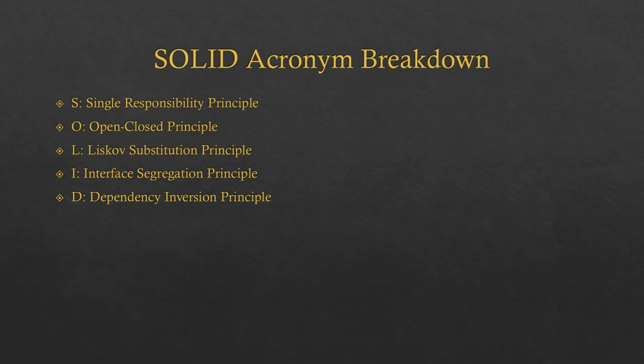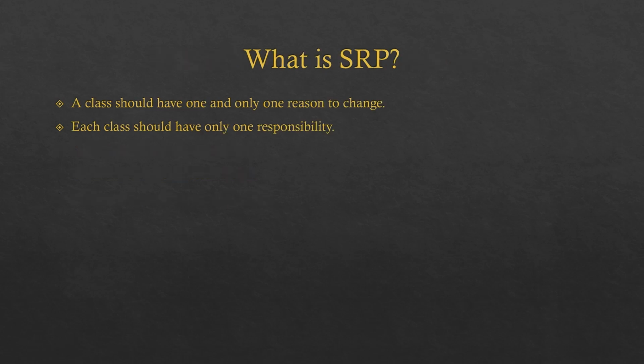In this session, we will cover the first two principles, Single Responsibility Principle and Open Closed Principle. Let's start with the Single Responsibility Principle or SRP. This principle states that a class should have only one reason to change. In simpler terms, each class should be responsible for only one job or functionality.